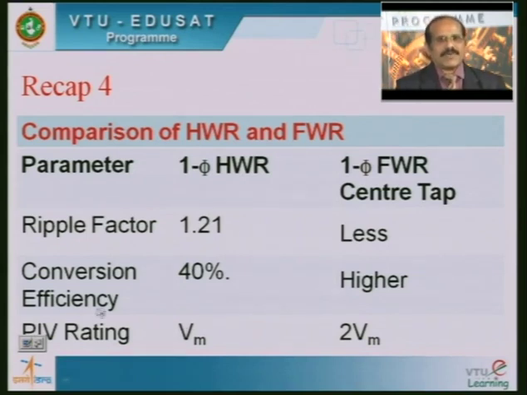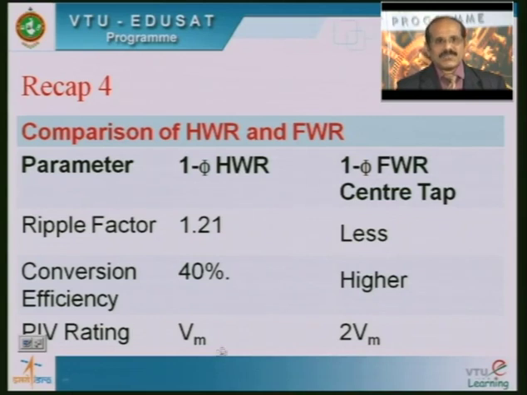Another parameter which we compared as far as the half wave rectifier and full wave rectifier is the PIV rating. PIV rating is nothing but the peak inverse voltage rating. It plays an important role in the selection of the rectifier. So PIV means the negative maximum voltage that can be applied across the diode without damaging it.